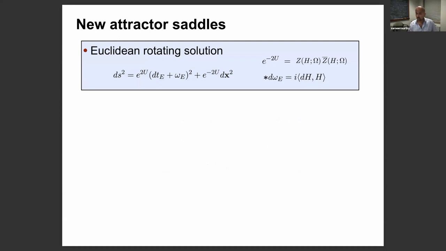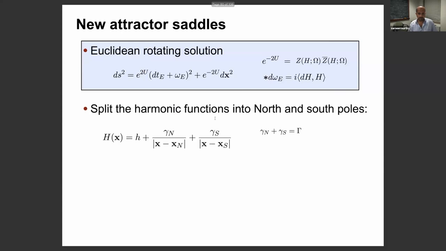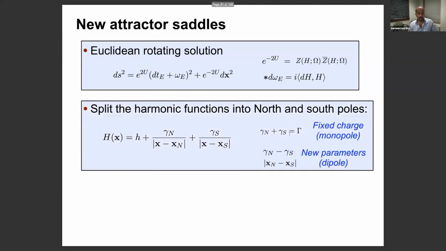And now you have to ask, what is H? Okay. So where earlier all the harmonic functions were sitting at the origin, now we split it into the north and south poles, such that the total charge is equal to gamma. And now there are new parameters, which is the difference in charges and also the distance.